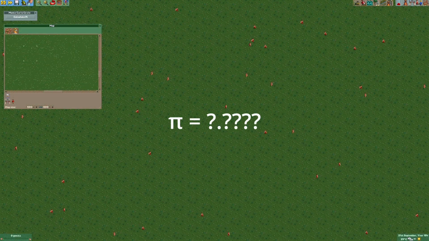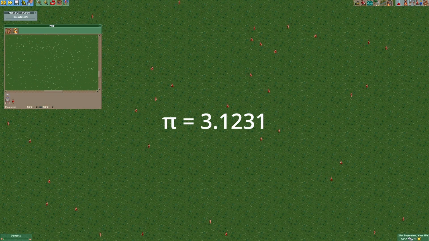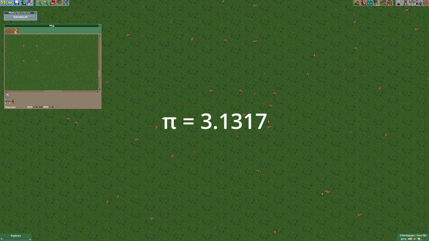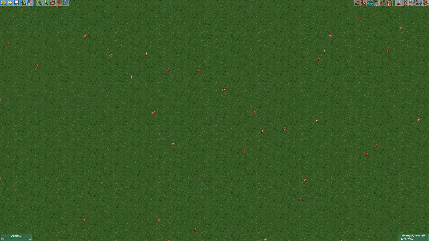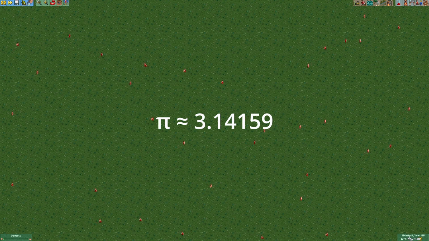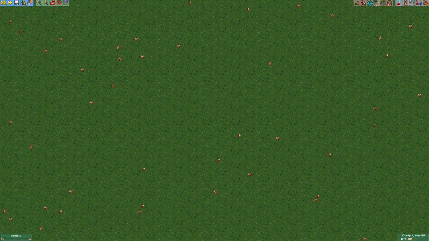And for 5000 handymen, this yields values like 3.1231, 3.1317, or 3.1213. So this is quite close to the real value of approximately 3.14159. If we did this with more handymen, the value would get closer to the real value of pi. But in this case there are obviously some hardware limitations that prevent that.